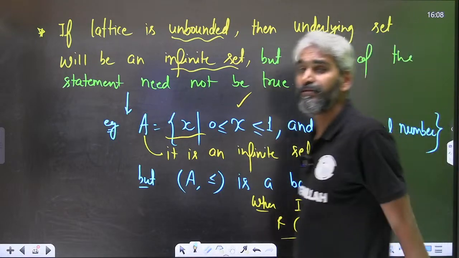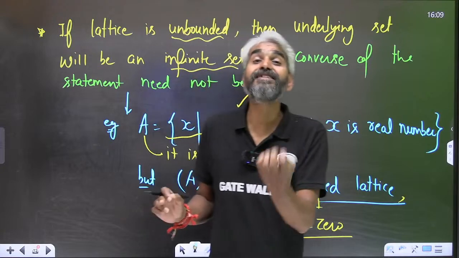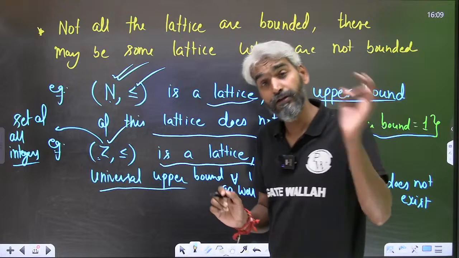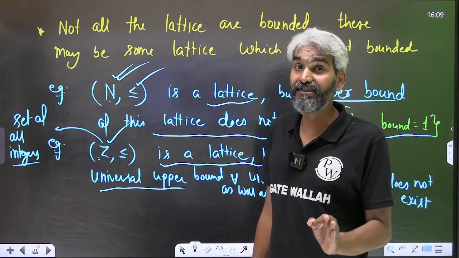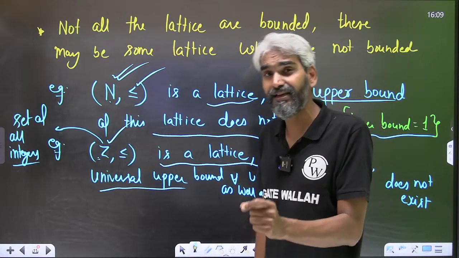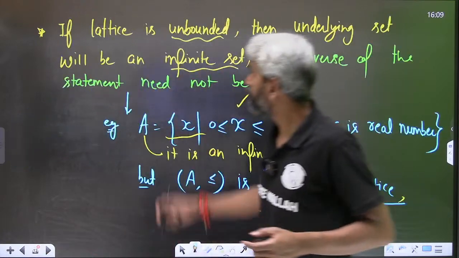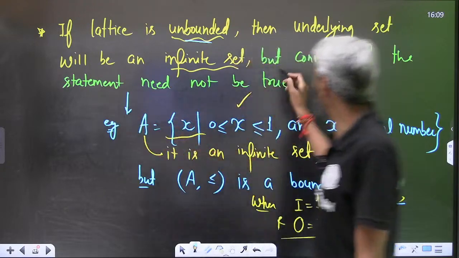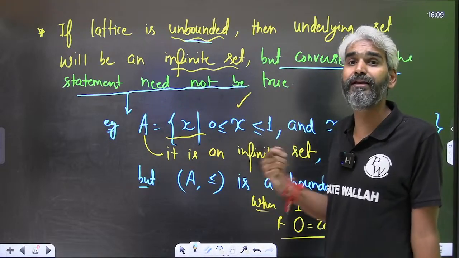That's one thing. What did we say? If the lattice is unbounded, then it is guaranteed that the underlying set will be an infinite set. You can actually see this set is an infinite set, and this set is also an infinite set. But if the underlying set is an infinite set, is it necessary that the lattice will be an unbounded lattice? No, sir. So if the lattice is unbounded, then the underlying set is infinite. That's okay. But the converse of the statement need not be true. That is, even when the set is infinite, the lattice may still be bounded.